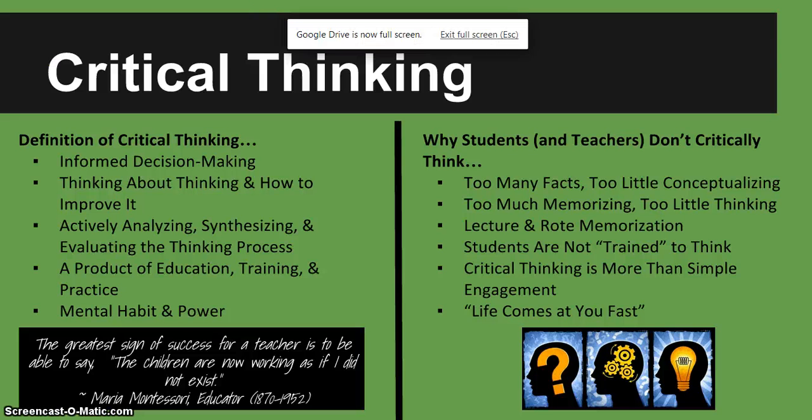On the right side of this slide, you'll see why students and sometimes teachers don't think critically. So these are some potential barriers that limit or put restrictions on critical thinking. Maybe there's just too many facts being thrown out at one time, or there's too little conceptualizing. Maybe it's so much memorizing, rote memory, that there is little thinking that even has to occur, so students are not engaged. Students are trained not to think. Maybe they're just trained to sit there and behave and listen to what is being taught to them without little participation required. And maybe life comes at them fast.